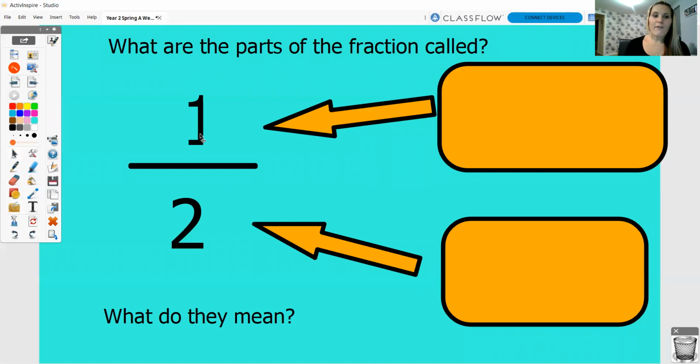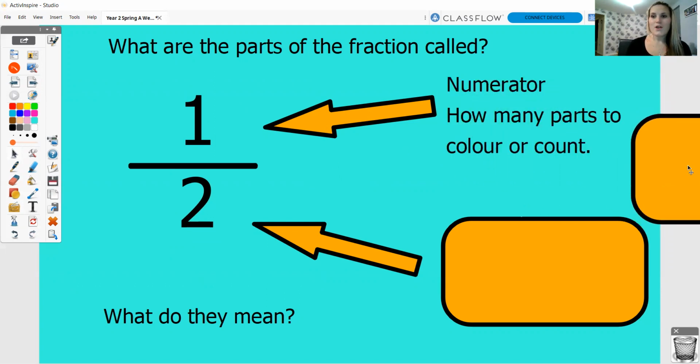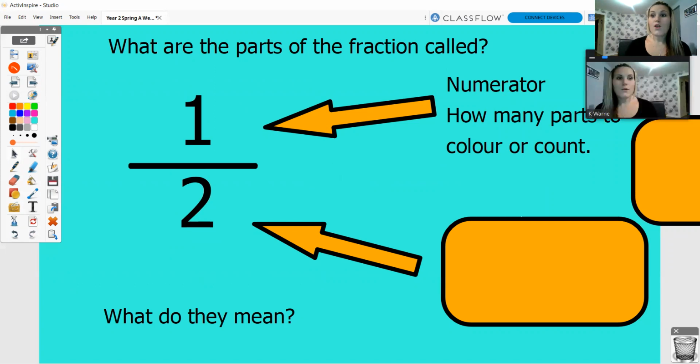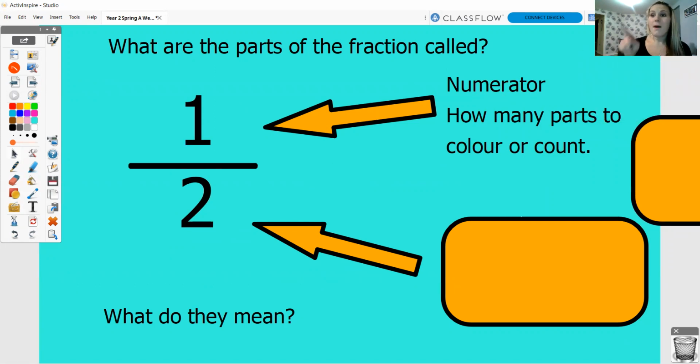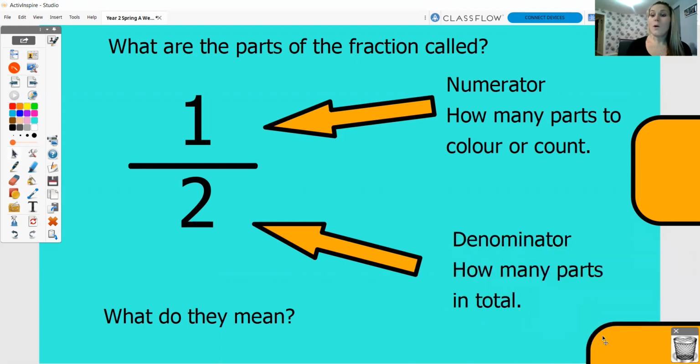When we look at fractions, we need to know what the top number is called and what the bottom number is called. I won't say just yet, have a think, can you remember? If you did remember, the top number is called the numerator. This is how many parts of a shape or number you colour or count. And the bottom number is the denominator. This is how many parts you have in total, how many equal parts.